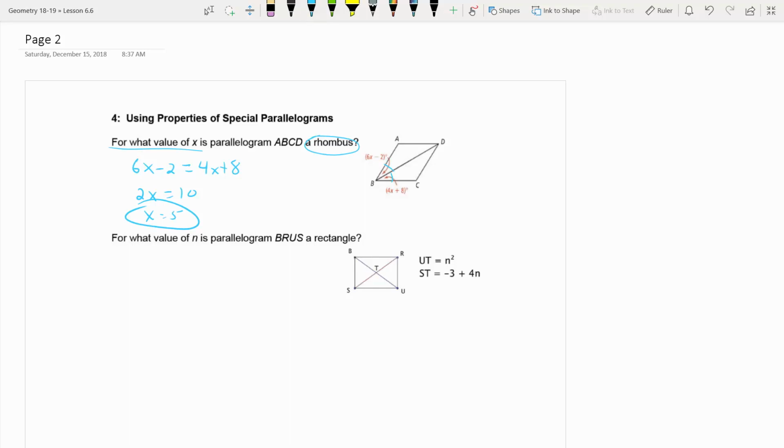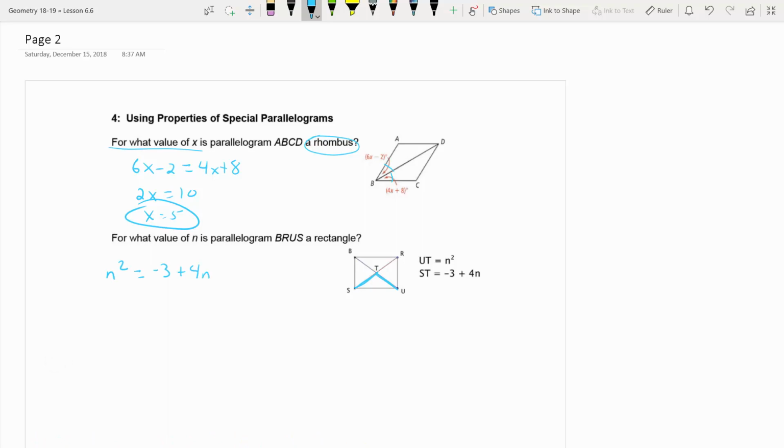All right, let's take a look at this last one here. So this is a bit of a tricky one. It's going to bring back some algebra, but that's okay. I know it's a little weird, but we're going to be all right. So in this, they gave us that UT right here and ST were our 2 pieces. If this is a rectangle, those 2 pieces have to be the same measure. So we're going to be able to say that n squared equals -3 plus 4n.